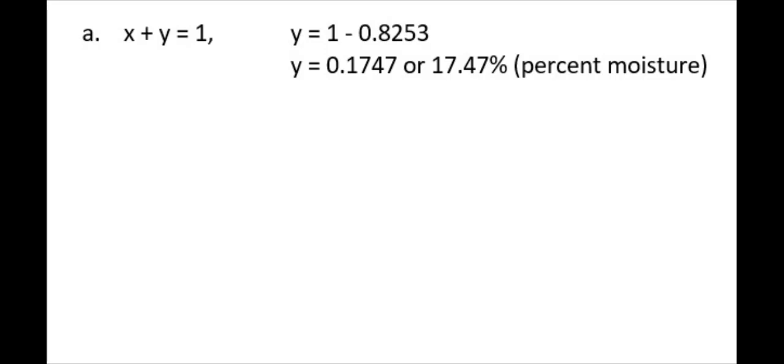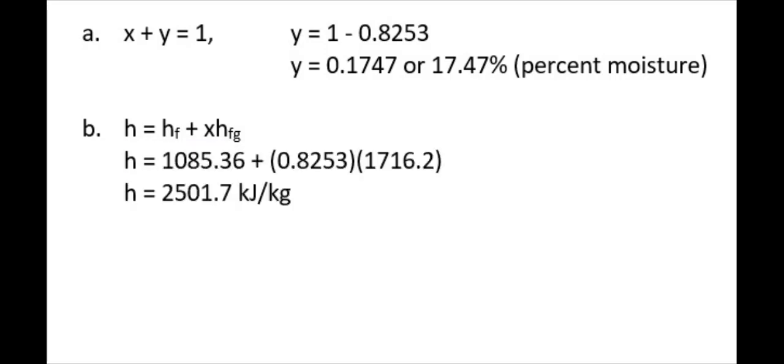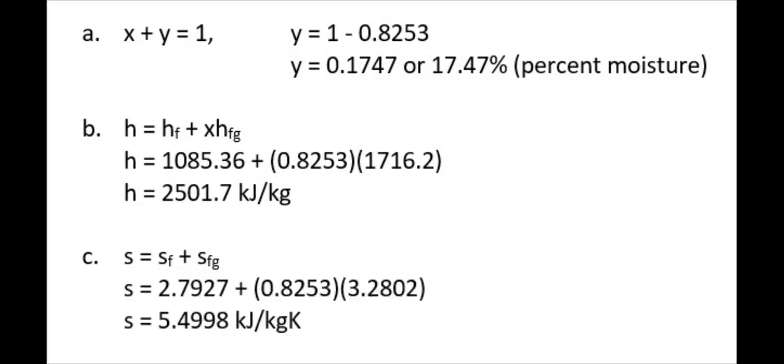0.1747 or 17.47%. For letter B, finding the enthalpy, we will use the formula. Substitute the values of HF, X and HFG, then solve for H. So, the value of enthalpy is equal to 2501.7 kilojoule per kilogram. For letter C, finding entropy, we will use this formula. Substitute the values of SF, X and SFG, then solve for S. The value of entropy is equal to 5.4998 kilojoule per kilogram Kelvin.